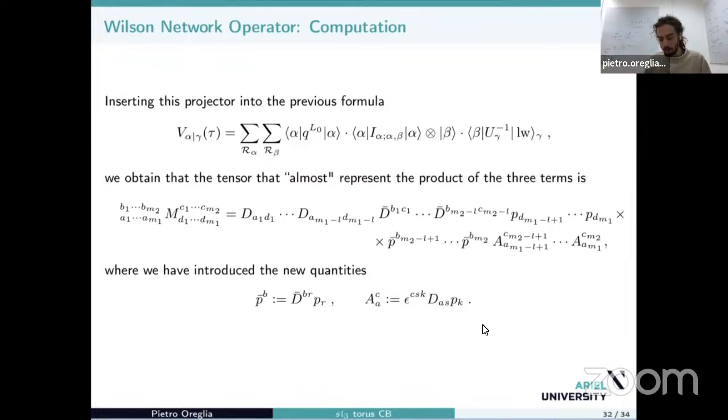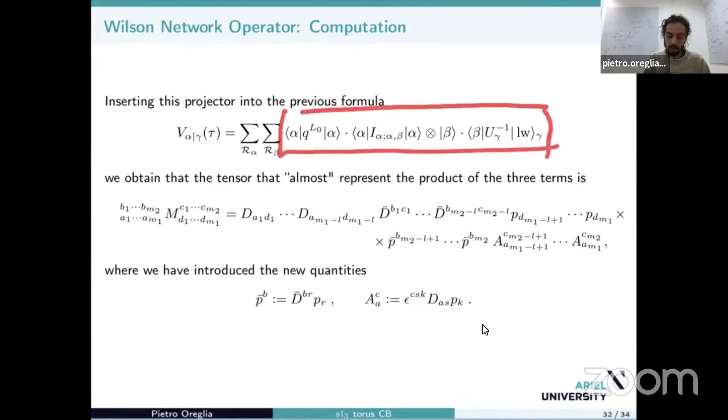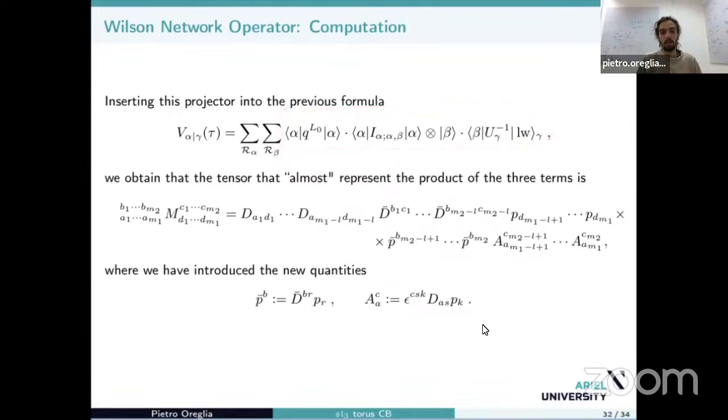So here we have introduced two more definitions just for notational reasons, where P bar is defined in this way and A is defined in this way here. So this tensor that we constructed in this situation is essentially given by this product here, but again, without the conditions. So now we have to impose the conditions and then we have to sum.